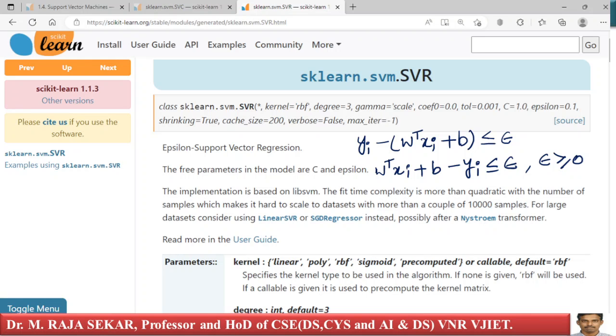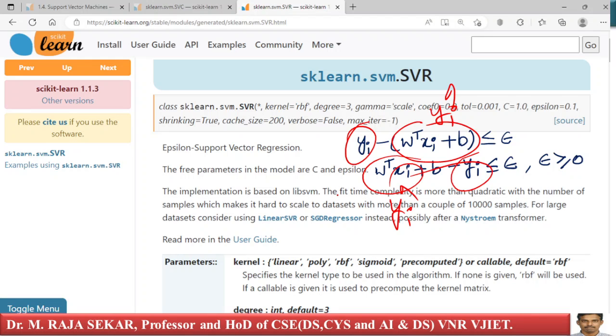This is yi cap, this is yi. How much can it differ? What is the gap between my yi and yi cap? Here again you have the RBF kernel, and everything is similar to SVC except the epsilon part. Epsilon is the key part, because this is the differentiating factor in the formulation of support vector regression.